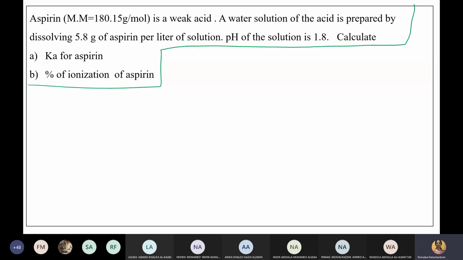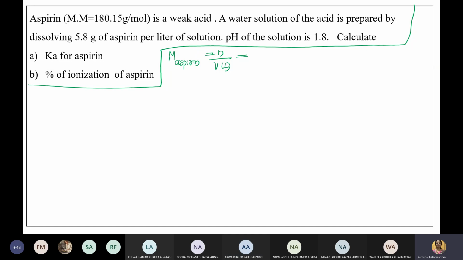This we did just now. Here the mass of aspirin is given, volume of the solution is given. So step number 1, you can find the molarity of aspirin, that is number of moles over volume in liter. So how do we find number of moles? Mass over molar mass.